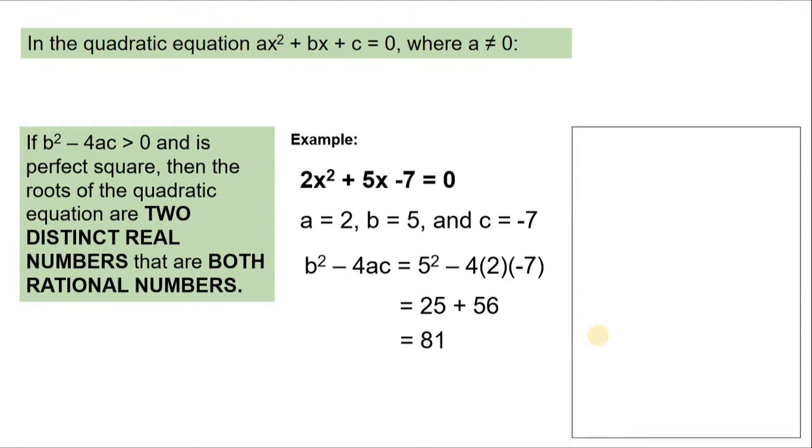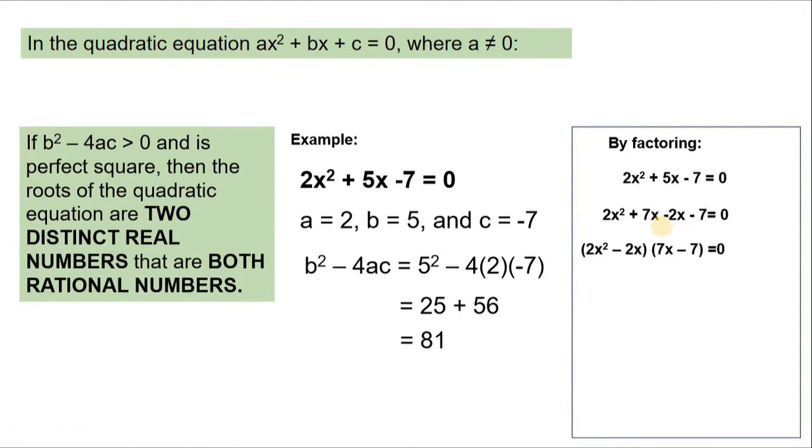So by factoring, I have 2x squared plus 5x minus 7 equals 0. Finding the factors of 2 times negative 7, that's negative 14. So the factors are 7 and negative 2. So review this by factoring. How does it happen? So, the terms are 2x squared minus 2x and 7x minus 7. So, that is by factoring. So the factors are 2x plus 7 and x minus 1.